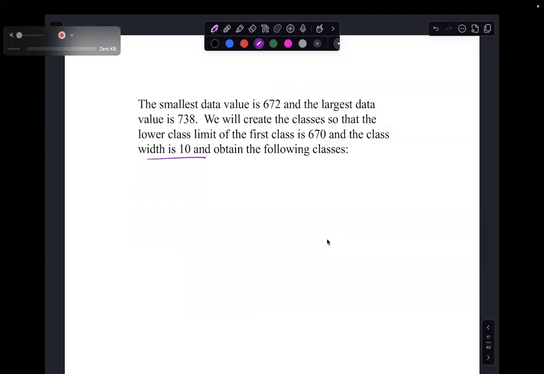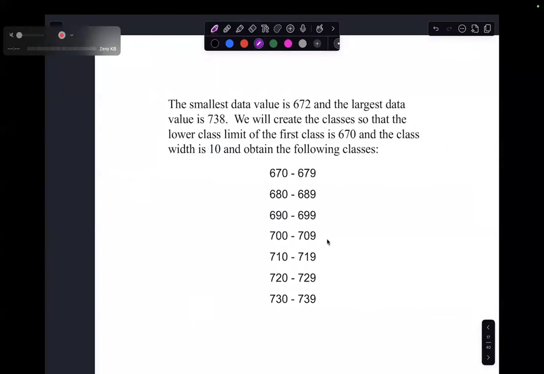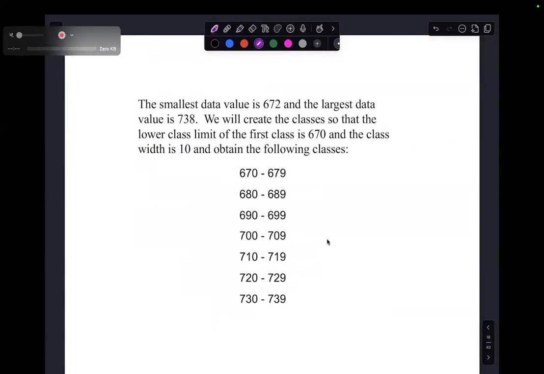So it'll go 670 to 679, then 680 to 689, 690 to 699, etc., all the way down until I get to 739 so that everything is included. I'll show you what that's going to look like. And then I'm going to count them and put them in there. So here's what my classes look like. Every data value is included because my lowest one is 672. My highest one is 738. And so they all fit in there. So I have 1, 2, 3, 4, 5, 6, 7. I have 7 bins.